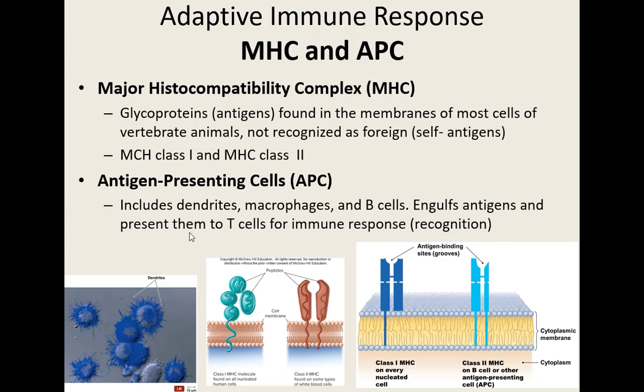And MHC class 2 are found, and if you've got it printed, you can just draw an arrow. They are found on antigen-presenting cells. So MHC1 on all cells in the body, minus those red blood cells. MHC class 2 are only found on antigen-presenting cells. Now, based on its name, these are cells in the body. A lot of times they're macrophages.